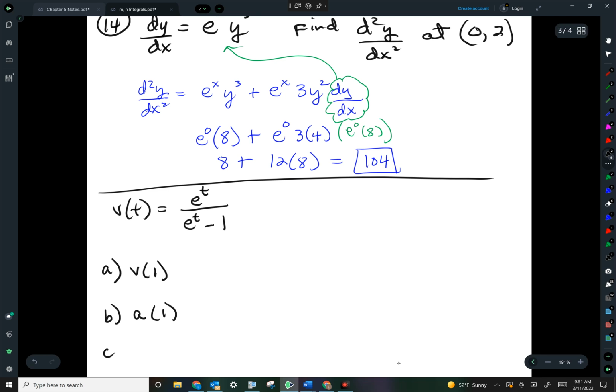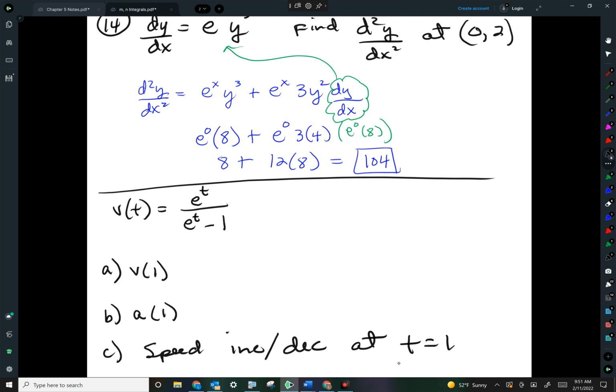And part C is, is the speed increasing or decreasing at t equals 1? So they all kind of go together there. Again, I'm trying to show you how I can bring in other stuff that's not necessarily chapter 5 stuff, right?